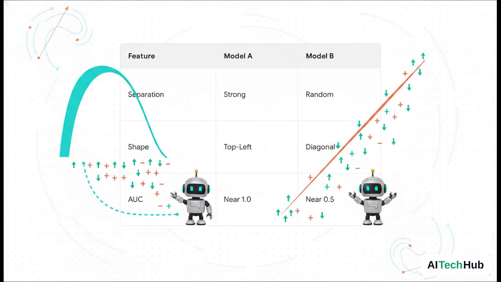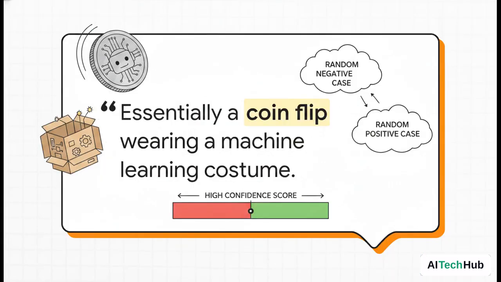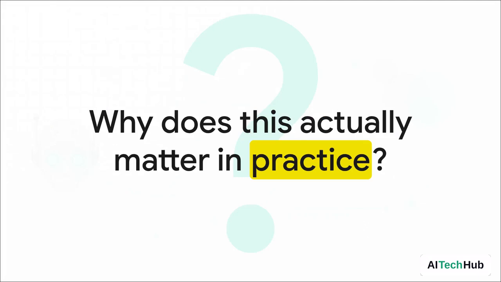But then look at Model B. Its separation quality is basically random. Its shape hugs the diagonal, and its AUC sits right near 0.5. Its confidence scores simply don't meaningfully separate the classes at all. In fact, to sum it up perfectly, Model B is barely better than random guessing. It's essentially just a coin flip wearing a machine learning costume. Seriously, a random negative case is about as likely to get a high confidence score from Model B as a random positive one. Which brings us to a very practical question, one that you should absolutely always ask.